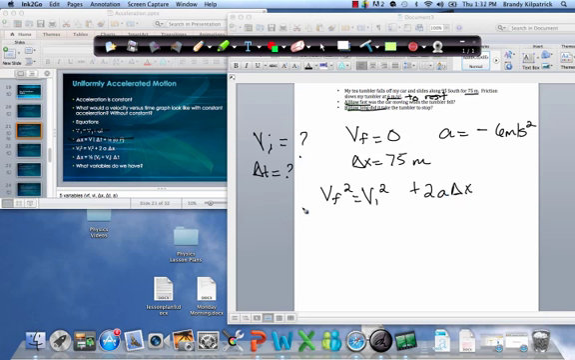So now I can just plug everything in. VF is going to be 0, and I'm going to square that. VI is unknown. Acceleration is going to be -6. Delta x is going to be 75. So simplify. 0 is equal to VI squared plus negative 2 times 6 times 75, which should give me 900.